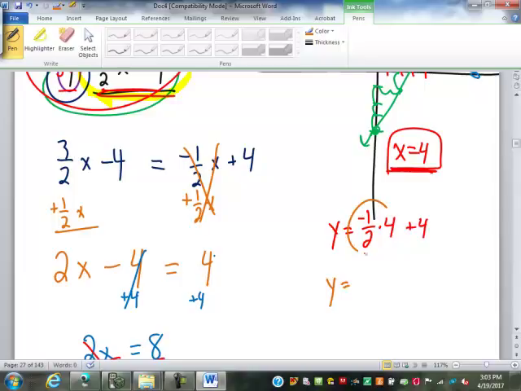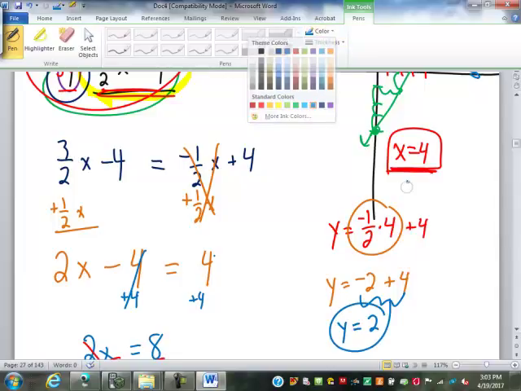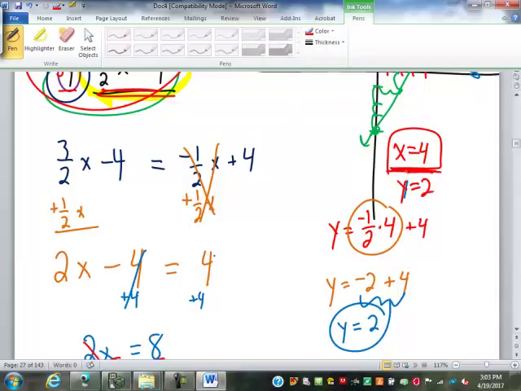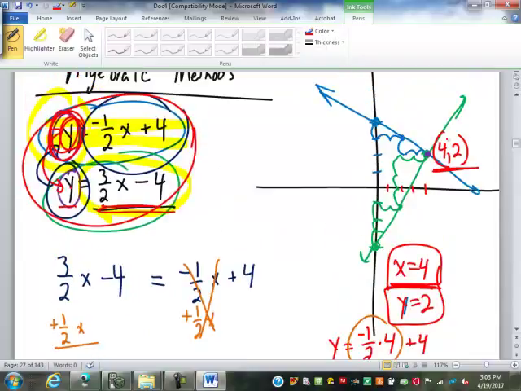So negative 1/2 times 4 is negative 2. Negative 2 plus 4 is 2. So y equals 2. Good. Which is what we had. We had x is 4, y is 2. Now we should write that. We can write it x equals 4, y equals 2. That's fine, but it's more proper to write it as an ordered pair, as 4, 2.